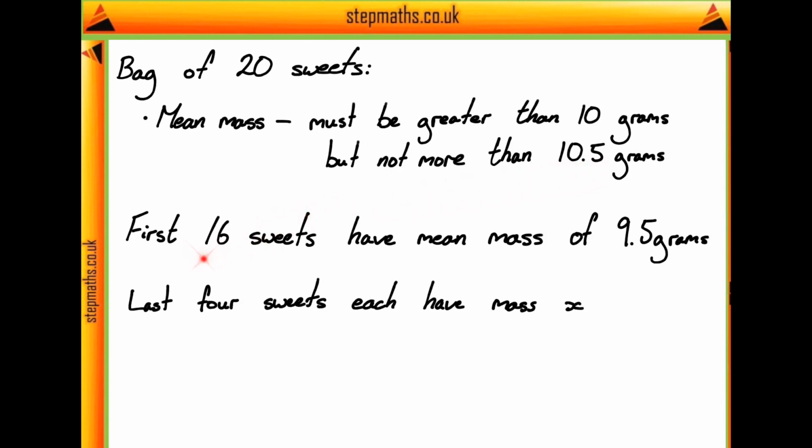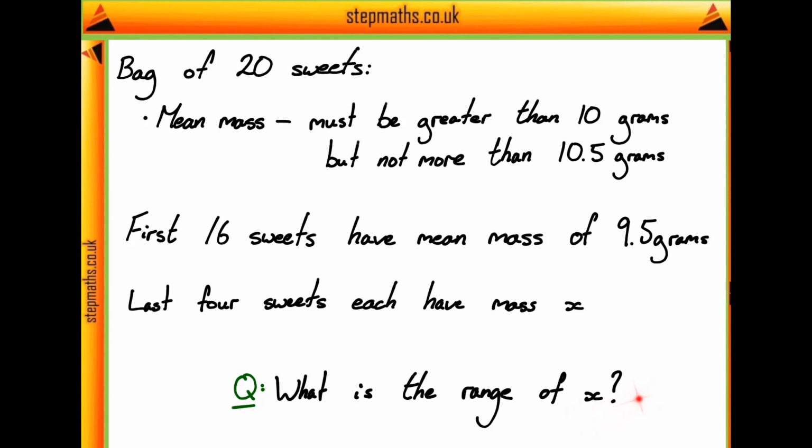So we're then told that the first 16 sweets going into a bag of these 20 have a mean mass of 9.5 grams. Then the last 4 sweets each have the same mass, x. So what the question asks us to do is to find the range of x, the range of the mass values of each of these last 4 sweets. So if you'd like to have a go at this question yourself, then please pause the video now. Otherwise, let's have a go at it together.